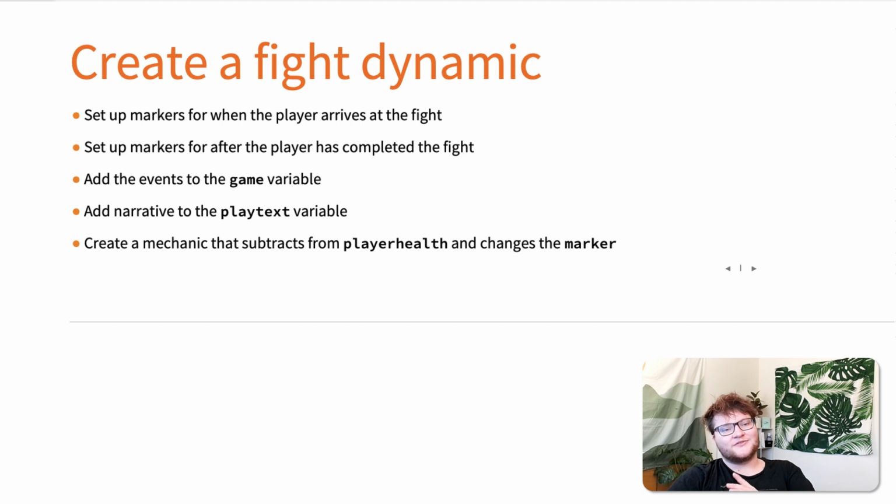You'll need to add these new events to the game variable, add narrative for fighting, in this case the spider, with each item to the playtext variable, and create a mechanic that subtracts from player health and changes the marker from the fight marker to the attacked marker.